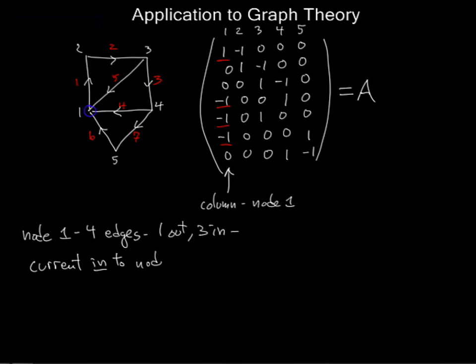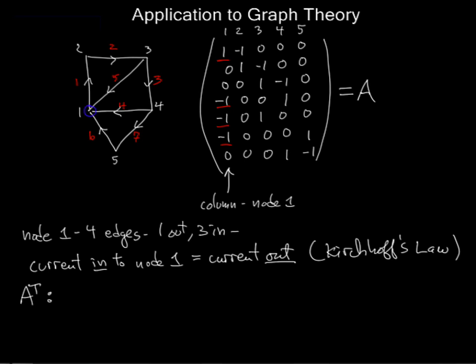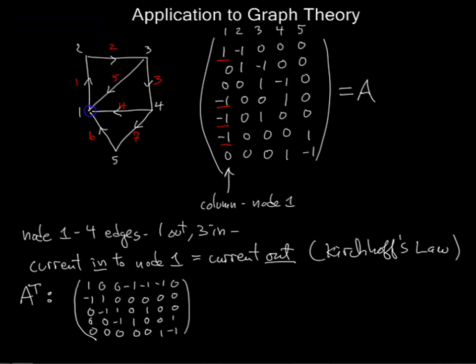And if you think about it, the amount of current flowing into the first node has to be the amount of current flowing out. And this is Kirchhoff's second law. And let's think of that in terms of these matrices in linear algebra. Well, let's look at A transpose. I've written it out here. And now the first column has become the first row.